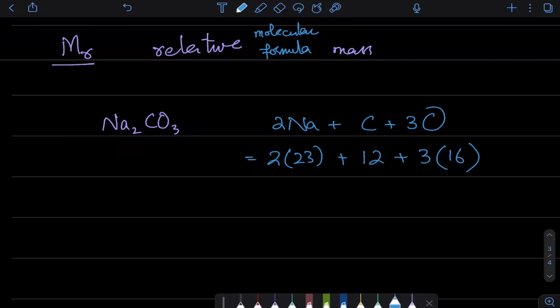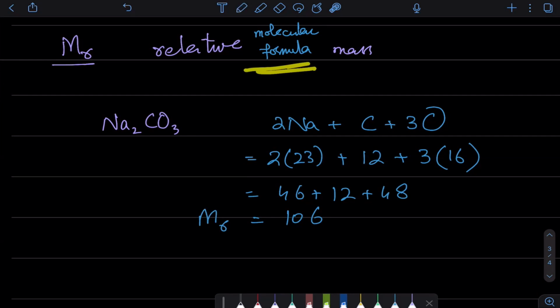In A levels, we use them to 1 decimal place for all of them. Okay, so we have this. We'll simply do this. 46 plus 12 plus 48. That becomes 106. So that is the MR, but I will call it relative formula mass because this has ionic bonding. It forms a giant structure.